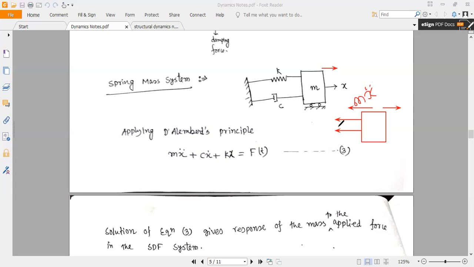Is it clear? Ma. A is denoted by dv by dt, the derivative of velocity with respect to time, that is acceleration. So a is equal to dv by dt, where v is equal to dx by dt. So d square x by dt square. Yes, sir. It is dt square. I hadn't written this for a long time, so let me go on. So it is written as x double dot.